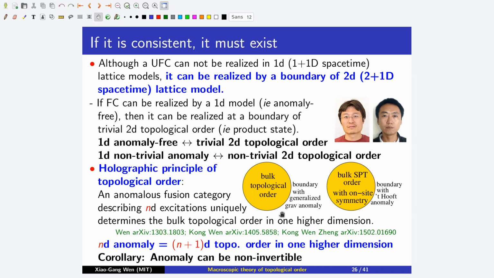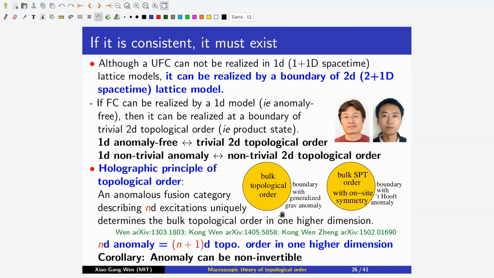So that means if the anomaly is cancelled at the boundary, the bulk becomes a product space. That means the stacking of two bulk topological orders is equivalent to the trivial state, or equivalent to product states.